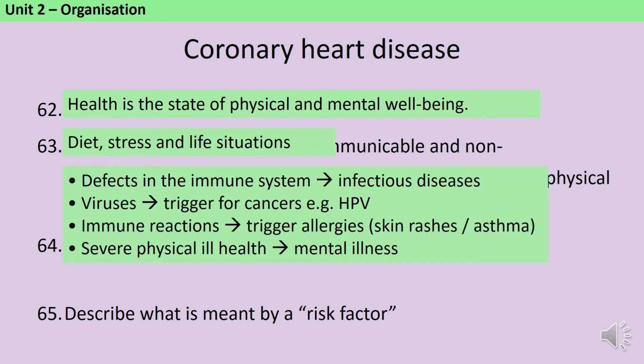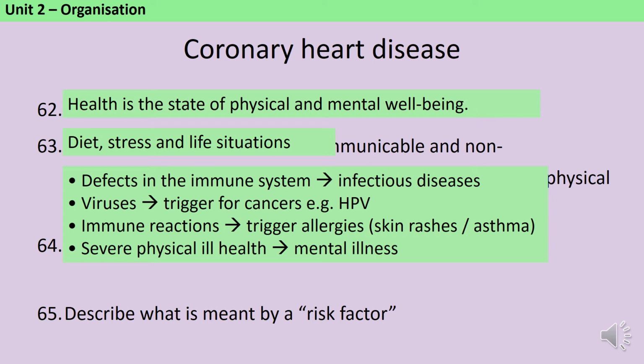Having a defect in your immune system can make you more susceptible to infectious diseases. Certain viruses, like HPV, can act as a trigger for certain cancers, like cervical cancer. Some people, when they have an immune response to an infectious disease, can then have allergies triggered, and this could lead to skin rashes or asthma. Having poor physical health can also have an impact on your mental health.